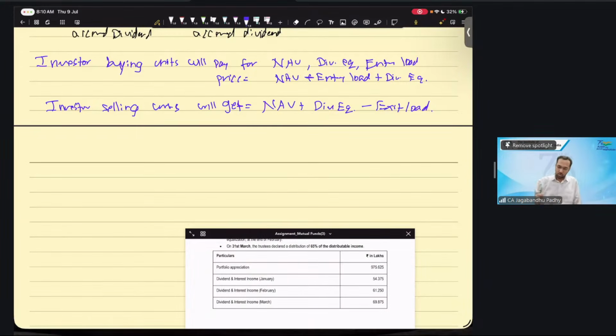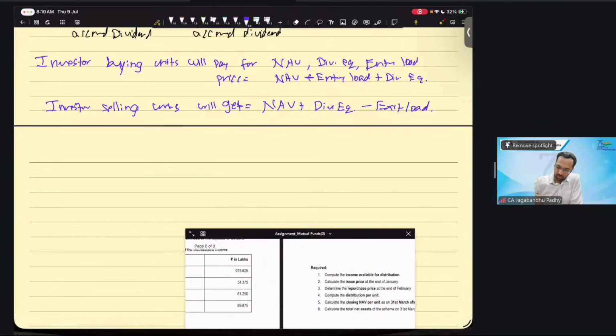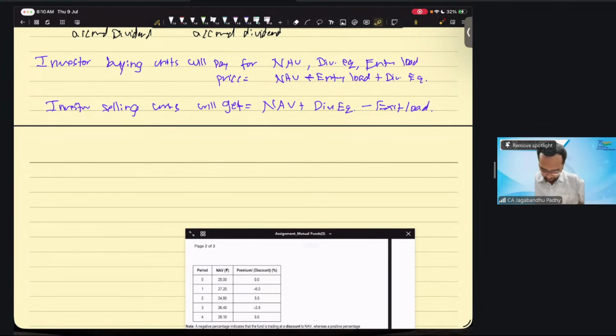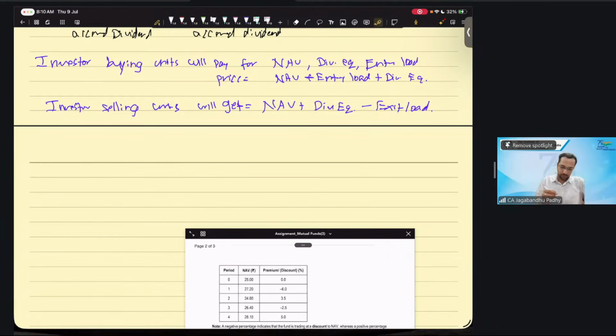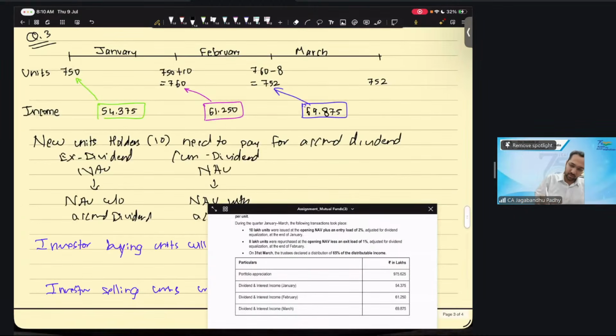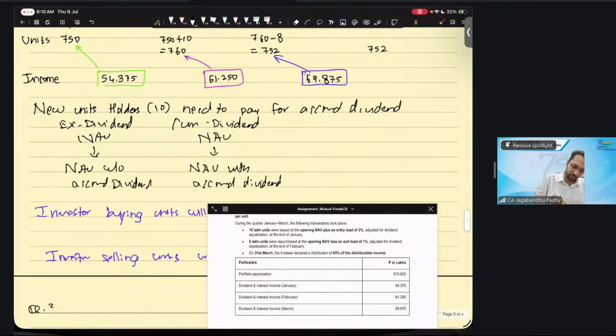Okay. So now let's look at, first we need to compute the income which is available for distribution. So we need to calculate the amount of income which is available for distribution. Let us do the calculation. So this is question number 3. I think we have discussed that. Yeah. Question 3.